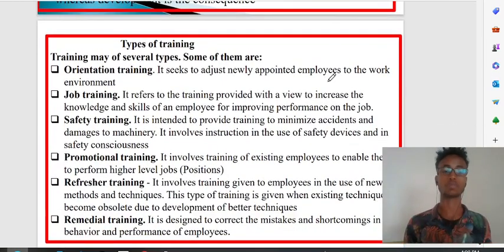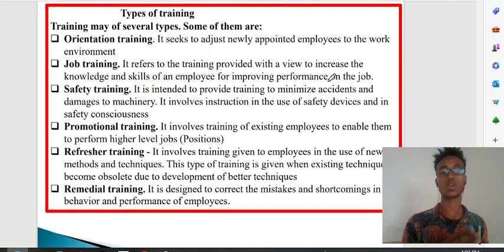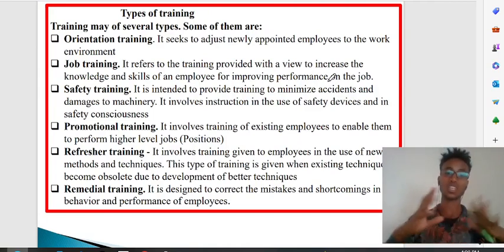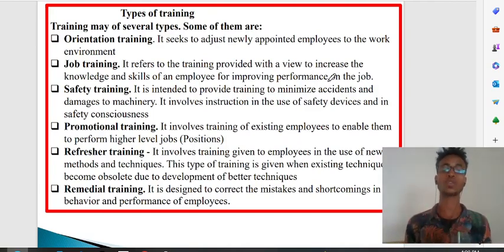Types of training. Training may be of several types. Some of them are orientation training, which is to adjust newly appointed employees to the work environment, job training, safety training, promotional training, refresher training, and remedial training.